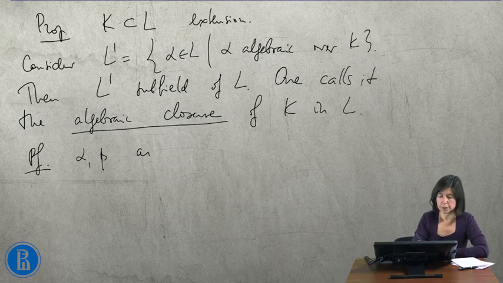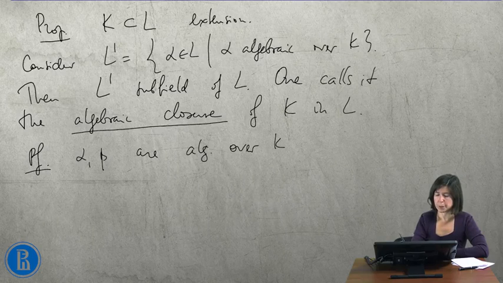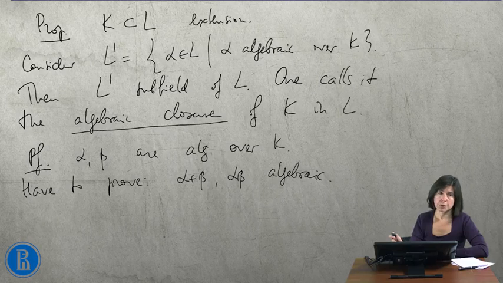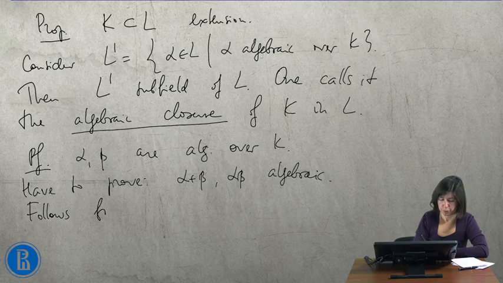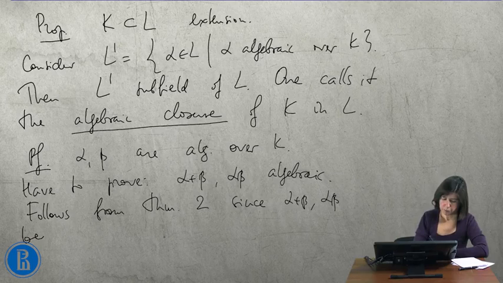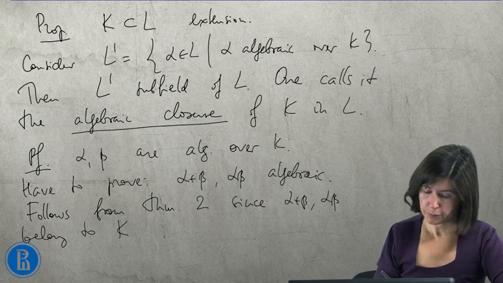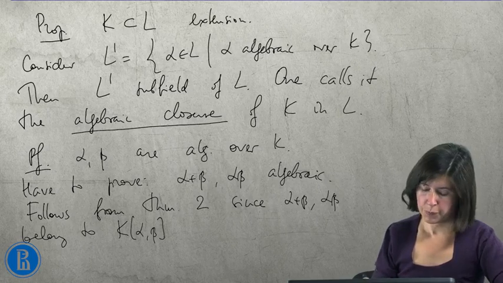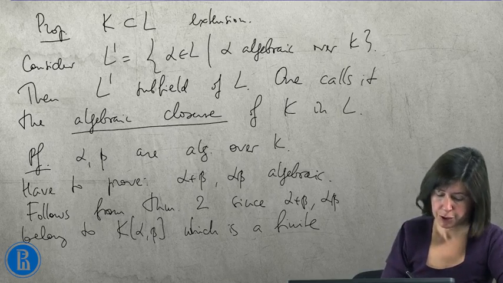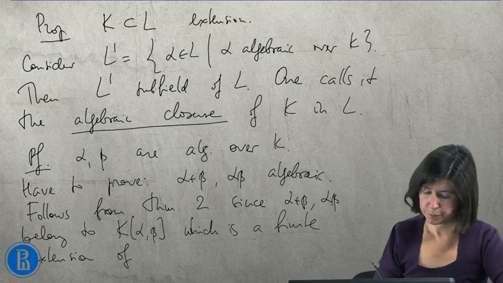If alpha and beta are algebraic over K, we have to prove that alpha plus beta and alpha beta are algebraic. But this is trivial, follows from theorem 2, since alpha plus beta and alpha beta belong to K(alpha, beta), which is a finite extension of K by theorem 2.